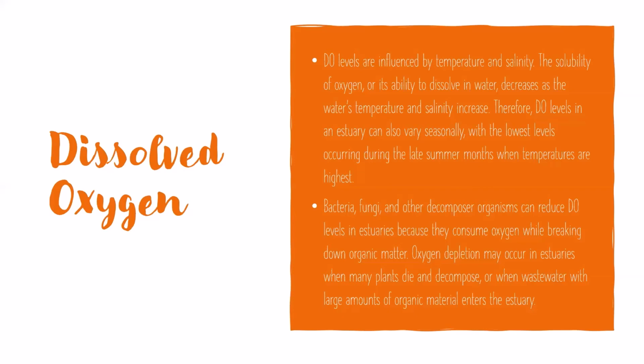So oxygen depletion may occur in estuaries when many plants die and decompose, or when wastewater with large amounts of organic materials enters the estuary. Because when wastewater with these large amounts of organic materials enters the estuary, bacteria and fungi get so happy and they start to rejoice and say, oh my God, look how much food is there. I can go and eat all of this and use up all of the oxygen that is in the estuary. And so there is no fish or no shrimp or no crab or no oyster that will be able to get any oxygen because I'll be using it all as I dive into this organic matter that is now entering the estuary, right?